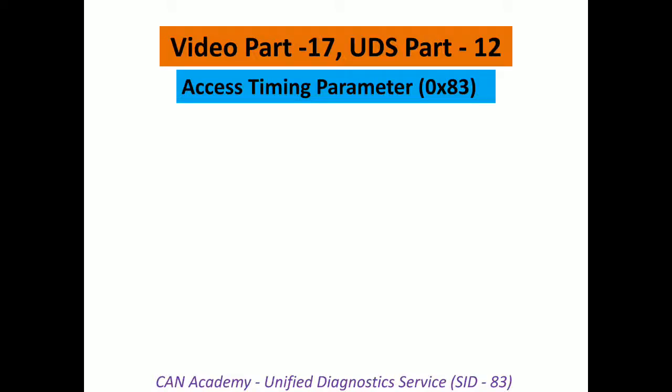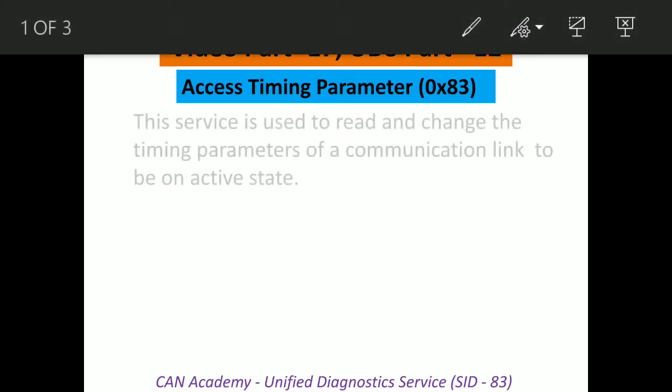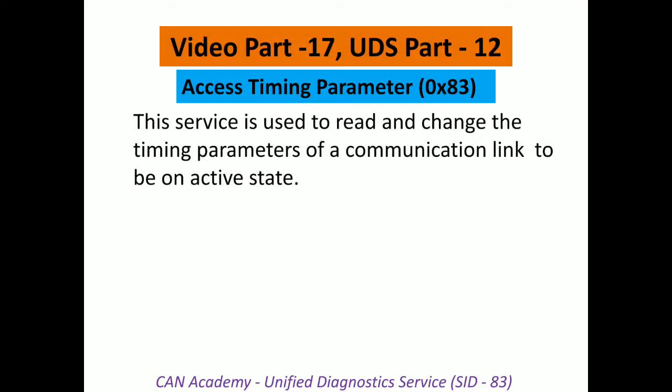In this video, we are going to discuss the access timing parameter. The service ID is 0x83. This is video part 17, UDS part 12. So, what is access timing parameter?